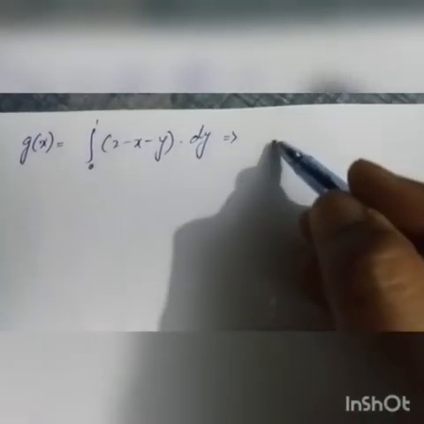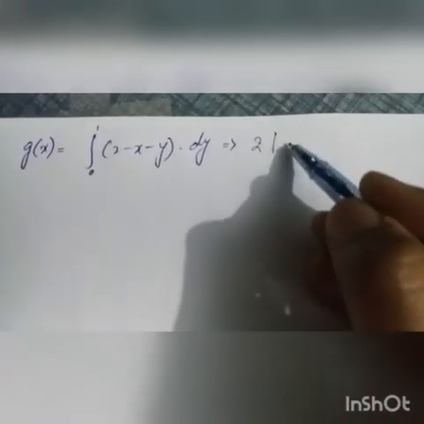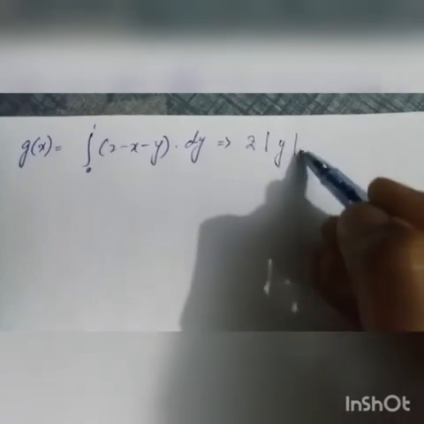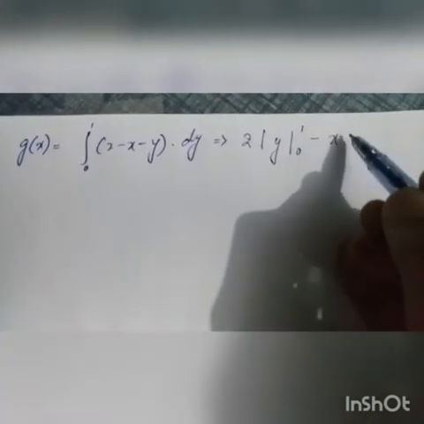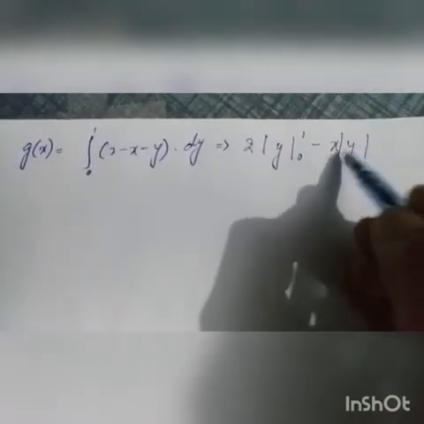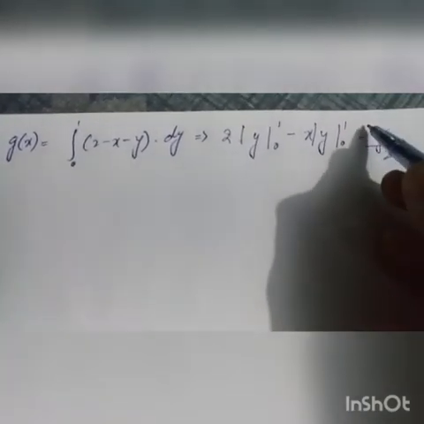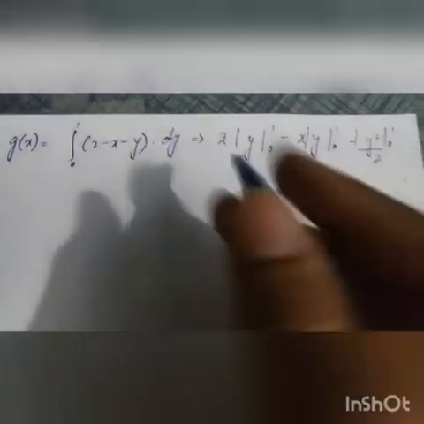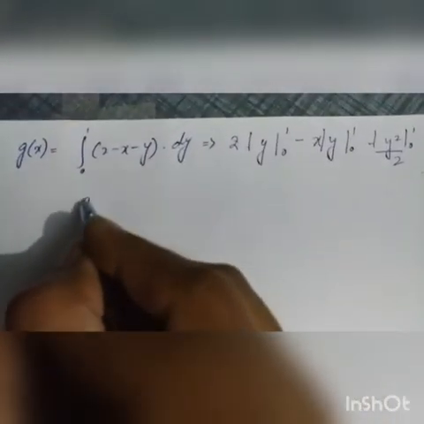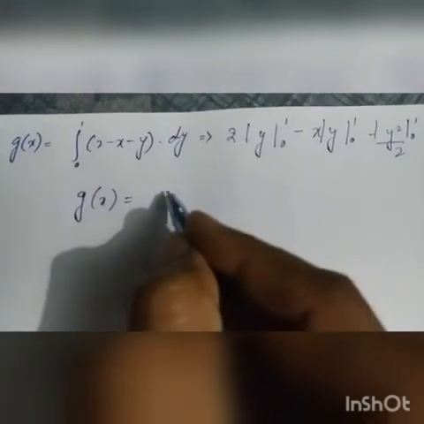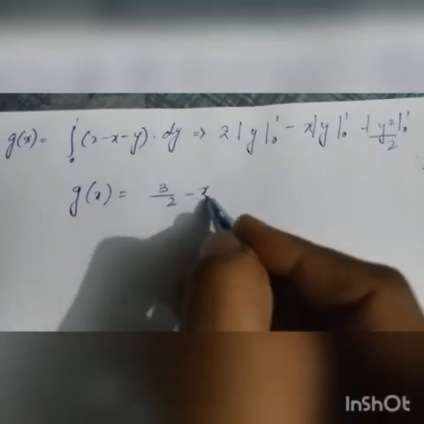So we integrate this function, it becomes 2y from the limit 0 to y minus x. Here introduce y, that is 0 to y minus y square upon 2 from the limit 0 to y. When you solve the function, you will get the value of g(x), that is 3 upon 2 minus x.